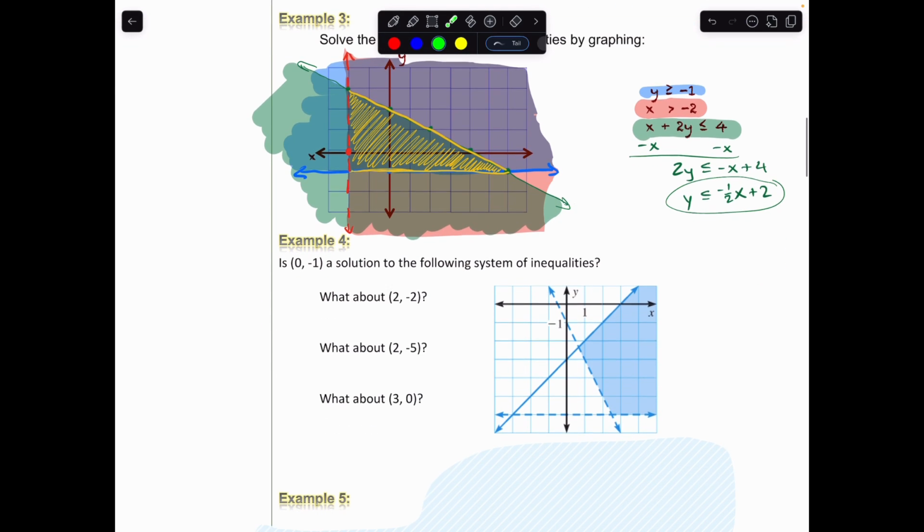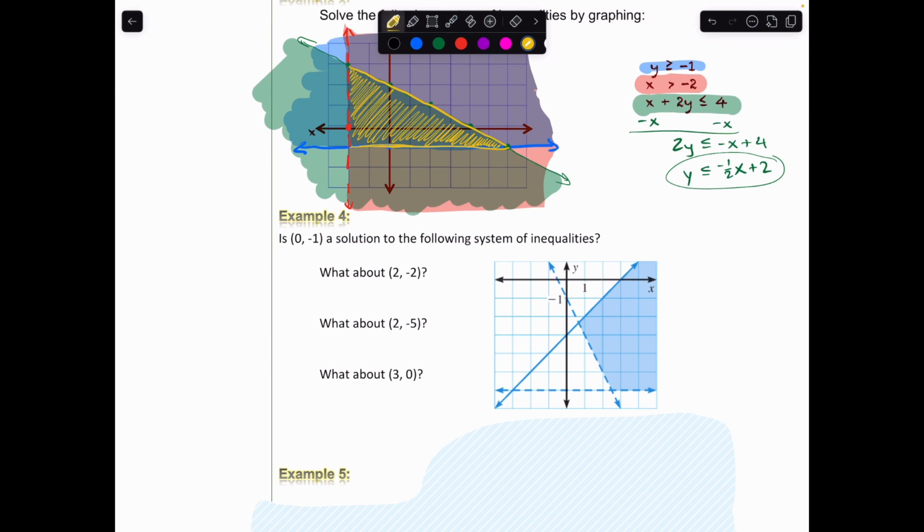Okay, let's do example 4 together. Is (0, -1) a solution to the following system? And they don't give us the system explicitly, but they do give us the graph. So looking at this graph, we can plot (0, -1), and that's right here. That point is not in the shaded region, or not even touching the shaded region. So no, it is not a solution.